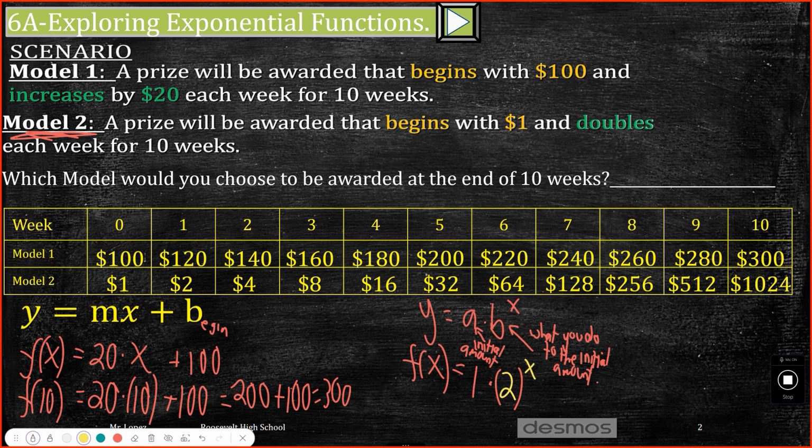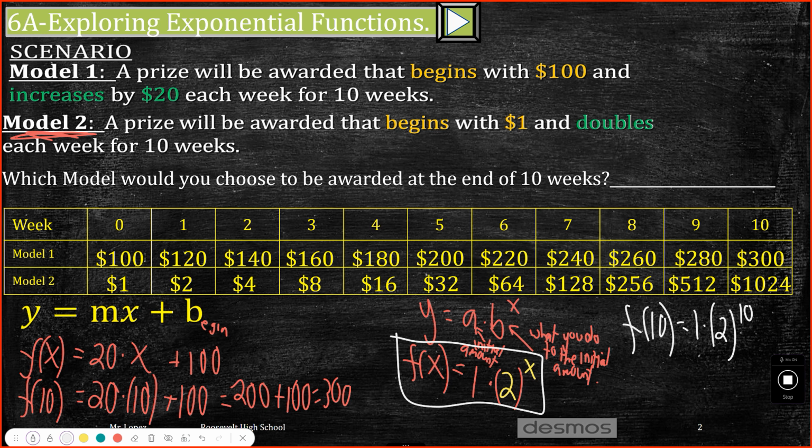So here's the formula again for finding 1024. F of 10 equals 1 times 2 to the power of 10. All right, get a calculator. Again, go ahead and get a calculator.